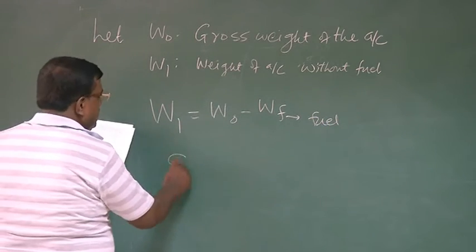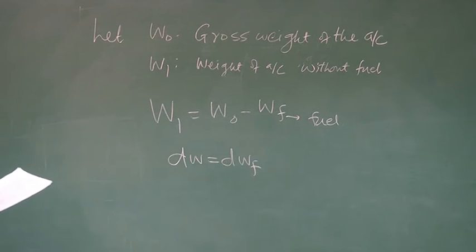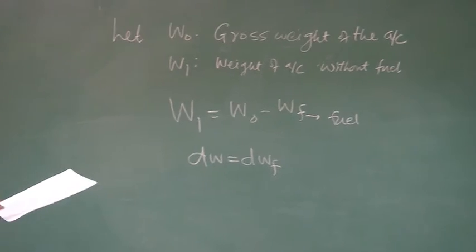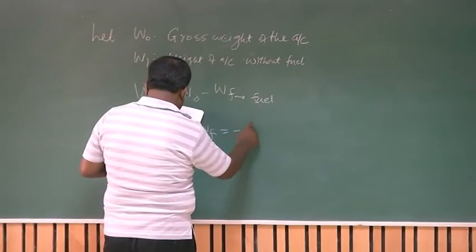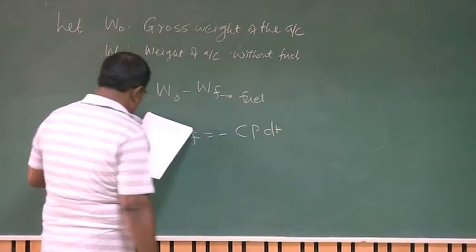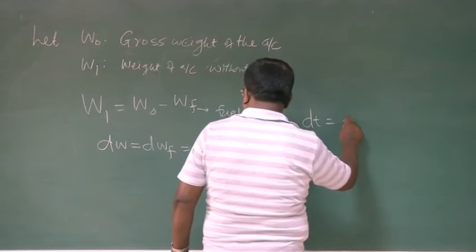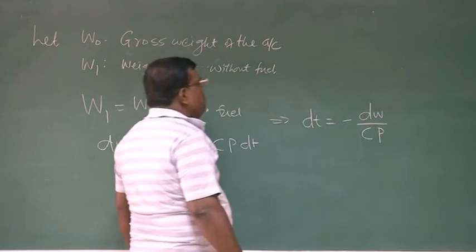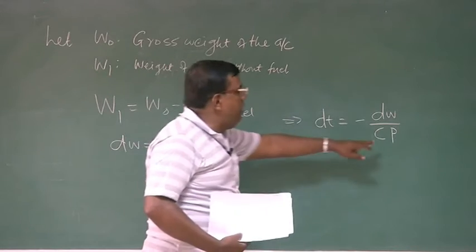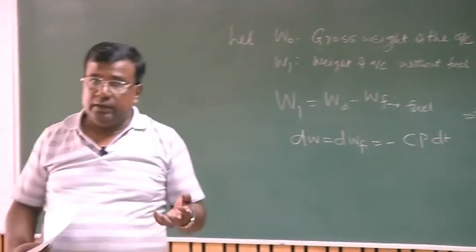So from here I can write dW is equal to dWf, because I am pretty sure that I am not dropping anything out of the aircraft. The change in the weight of the aircraft is because of consumption of fuel. Fuel is burnt, so it has reduced. So this is equal to minus C P dt. So from here, I can simply write dt equal to minus dW by C P. Again, I want to stress, this P is the power available at the brake, not the power extracted by the propeller.